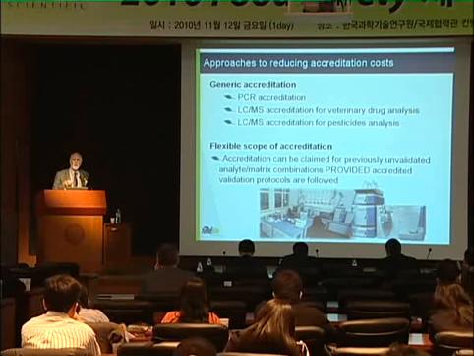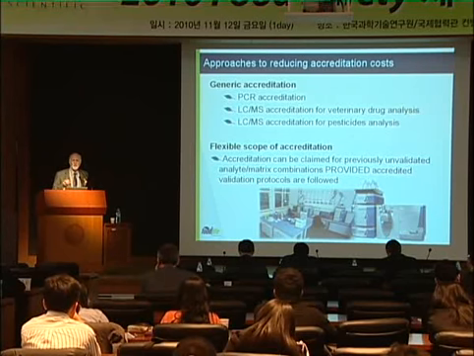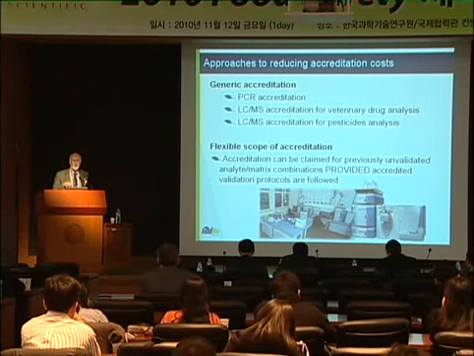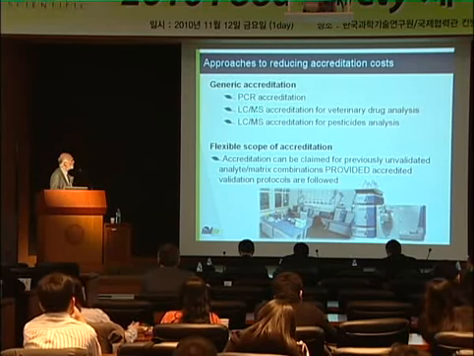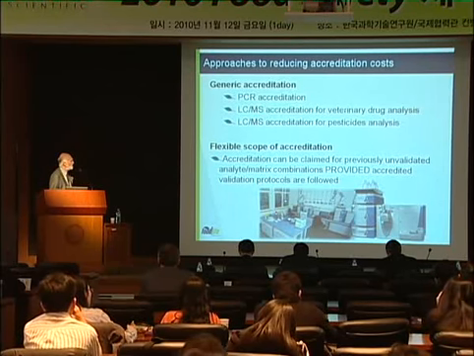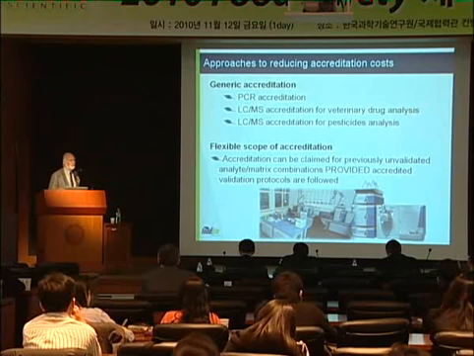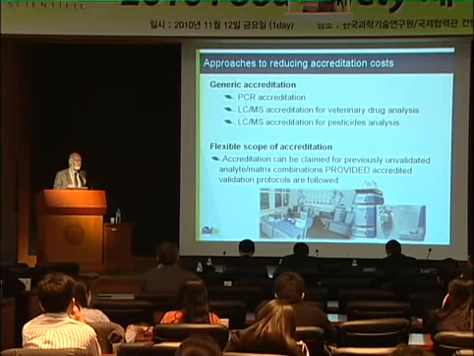So rather than having a SOP for detection of soybean GMO or corn DT, you'll have to seek accreditation for the technique. The other possibility is to seek accreditation for LC-MS for veterinary drugs or for pesticides. So the generic accreditation gives you much more flexibility.